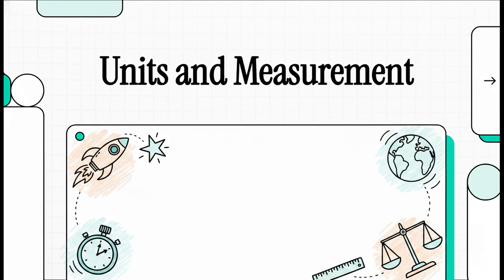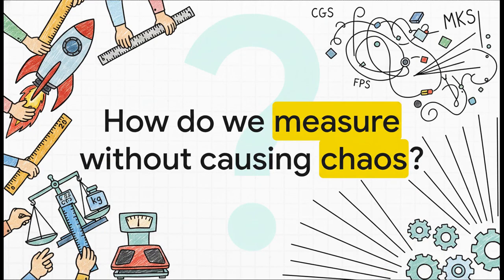But before we can calculate the trajectory of a rocket or the density of a star, we all have to agree on how to describe what we're actually looking at. Imagine trying to build a spaceship with a bunch of international partners, but everyone is using completely different rulers. You'd have one team over here measuring in feet and pounds, another using centimeters and grams, and maybe a third using meters and kilograms. It would be absolute unmitigated chaos.